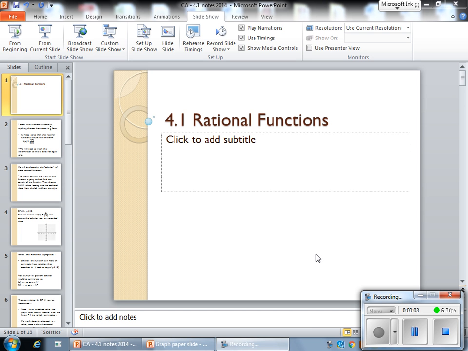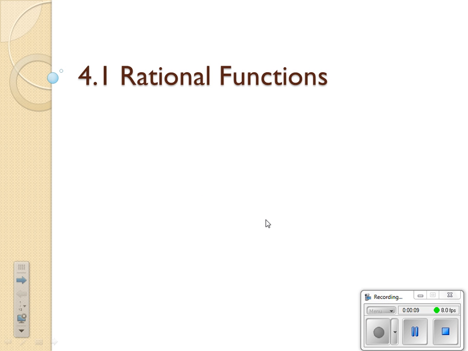This is lesson 4.1, rational functions. So starting a new chapter here, start a new section in your notebooks, and we will get this one started.